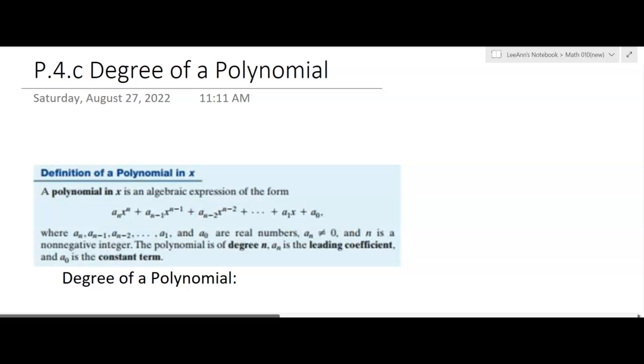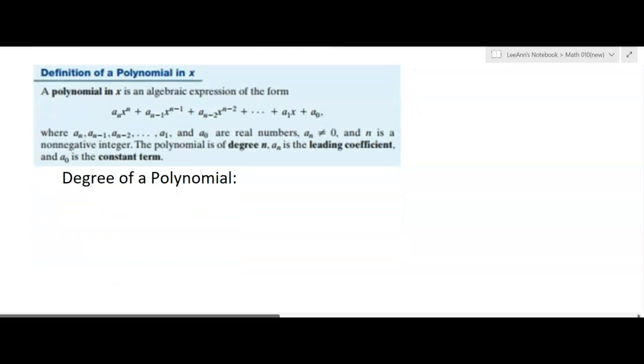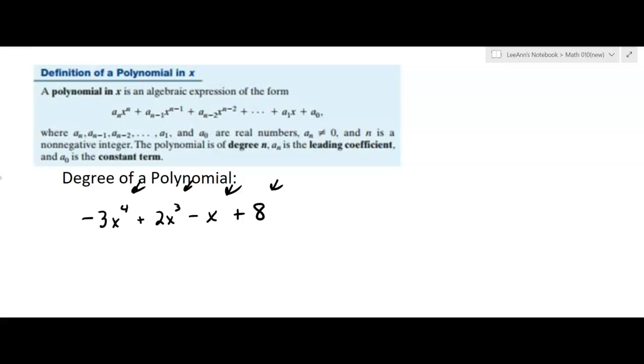So here's our definition again of a polynomial. We already talked about that, but we're going to talk about the degree again just because. All right, so let's see, we have negative 3x to the fourth plus 2x cubed minus x plus 8. That's a polynomial. It's in standard form because the exponents go 4, 3, 1, and 0. So they're in what we say descending order. You'll notice there's no x squared term, but that's okay. We don't have to have one.